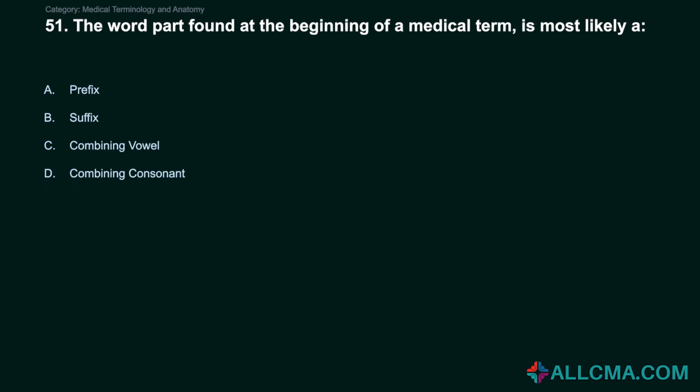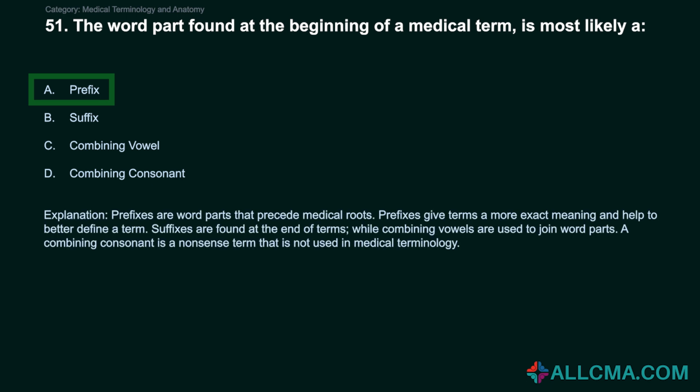51. The word part found at the beginning of a medical term is most likely A. Prefix, B. Suffix, C. Combining vowel, D. Combining consonant. Correct answer, A. Prefix. Prefixes are word parts that precede medical roots. Prefixes give terms a more exact meaning and help to better define a term. Suffixes are found at the end of terms, while combining vowels are used to join word parts. A combining consonant is a nonsense term that is not used in medical terminology.